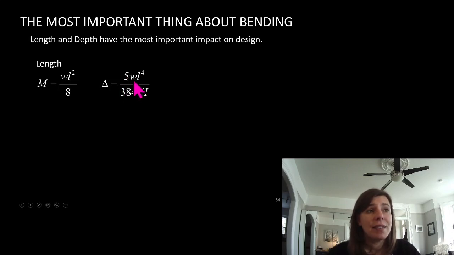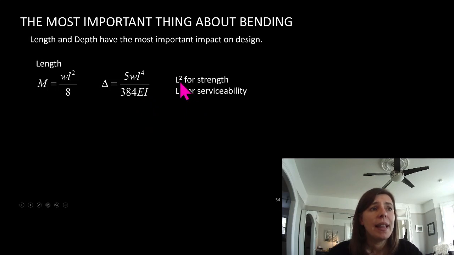It's 5W, which is the load. So our load is just a linear thing in these equations. Length is squared, and in this one, length is to the power of 4, divided by 384 EI. Length is squared for strength and to the power of 4 for serviceability.